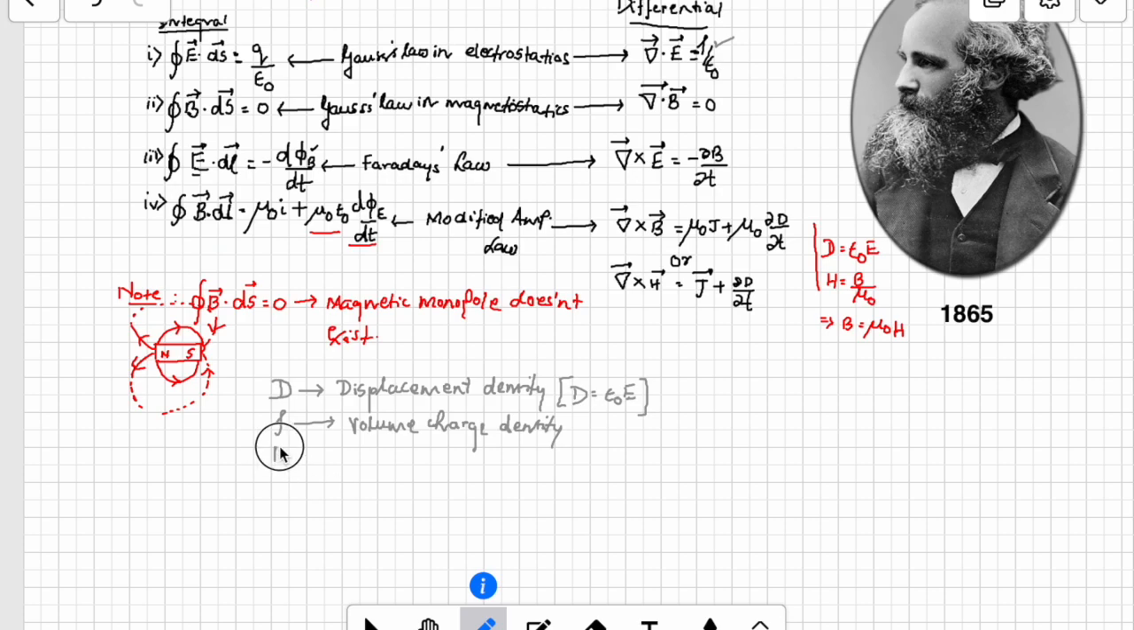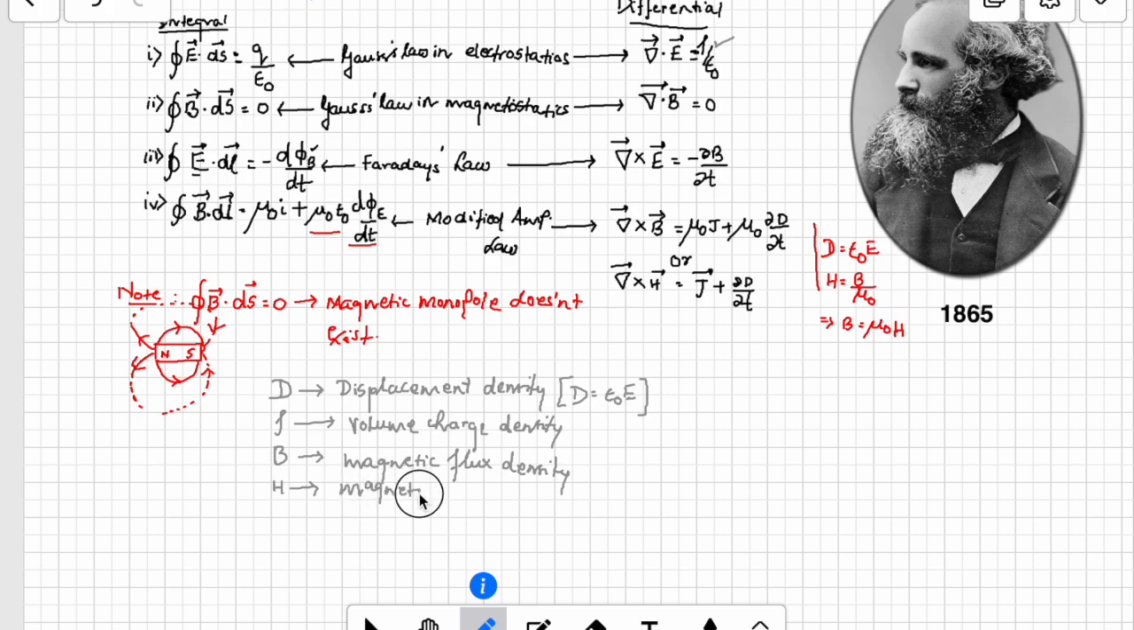The third one is B, let's take B and H. We can call B the magnetic flux density. I will write it down as magnetic flux density. The fourth term is H, because we connected B and H, and I said you can write down either B or H, whichever form you remember. This is called the magnetic field density.